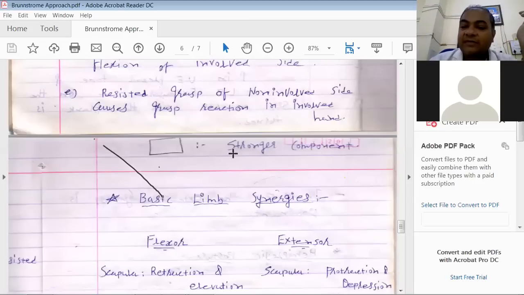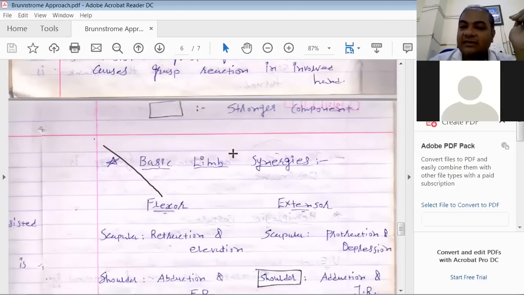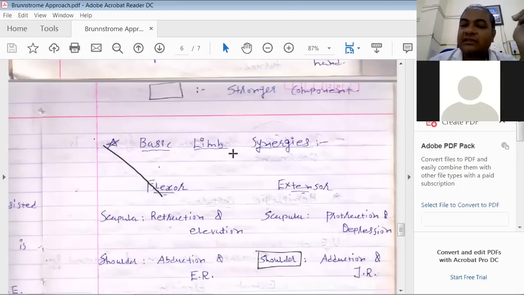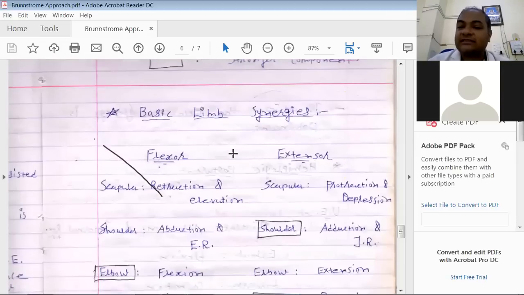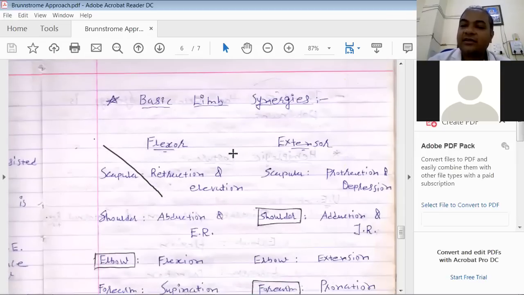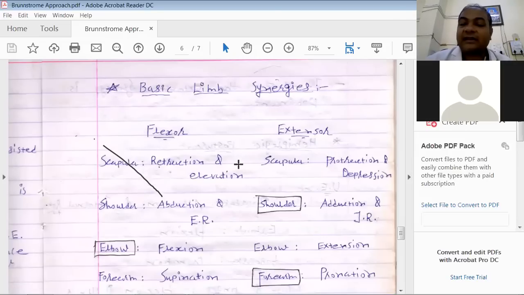Okay, in a hemiplegic patient, you have the two limb synergies. For that you must know about the synergies. Which synergies are present? That is called flexor synergy or the extensor synergy. I told you the minimum patient will have the flexor synergy in hemiplegic patient, and the minimum patient will have the proper extensor synergy in the hemiplegic patient. Right. Okay. So what is the flexor synergy?